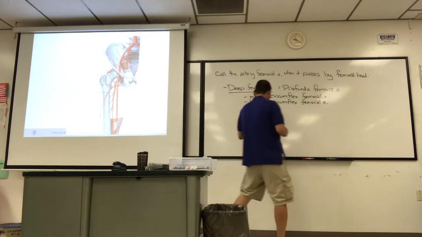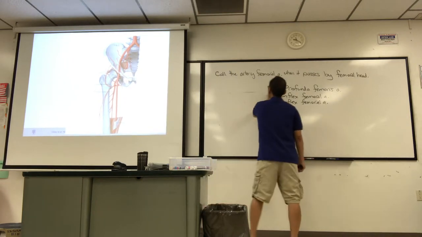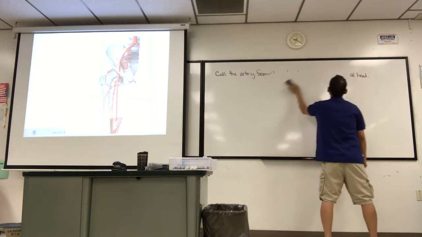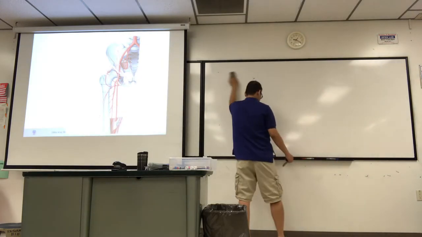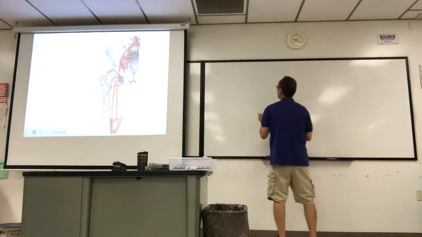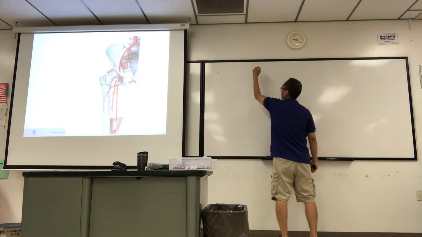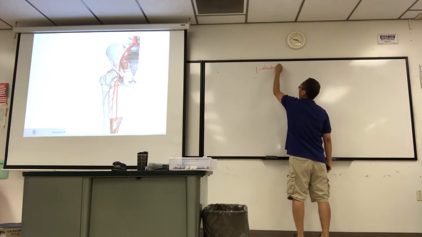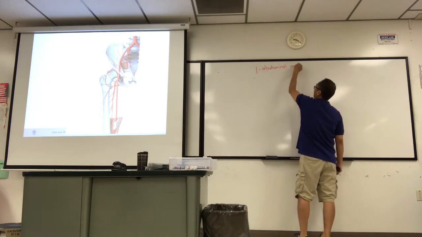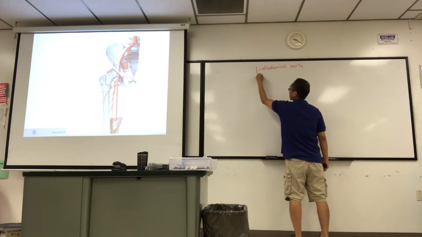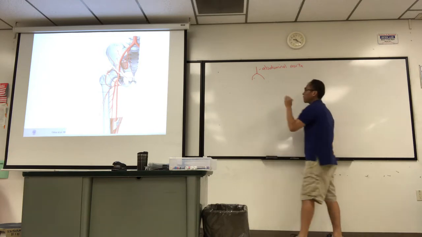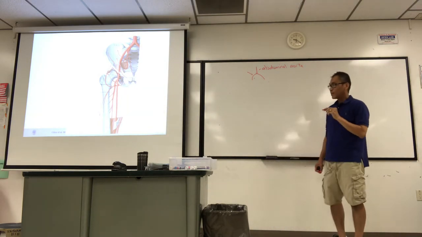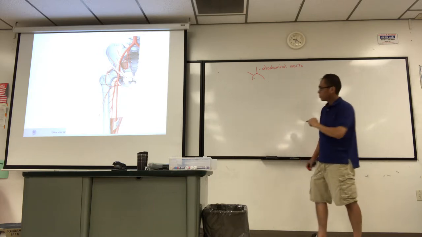So let's kind of keep track of this. It starts with the abdominal aorta. So that first branch, what do you call it? Common iliac artery. Hope that's what you think. I understand that.